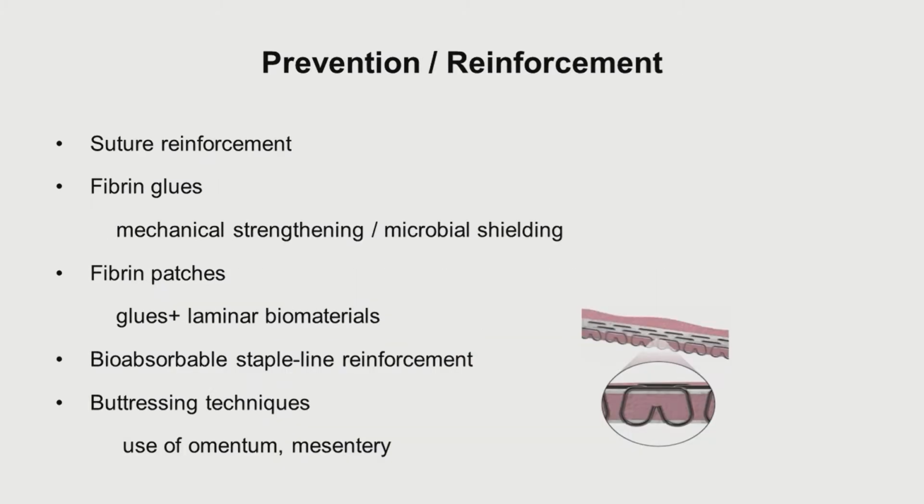There are many studies to reinforce anastomosis sites. Suture reinforcement, where surgeon is not sure of the consistency, could be easily done. To add mechanical strength and microbial shielding, fibrin glues or fibrin patches also could be applied. To close the gap between staples, some studies used bioabsorbable staple line reinforcement. Moreover, buttressing technique using omentum or mesentery also could be done.